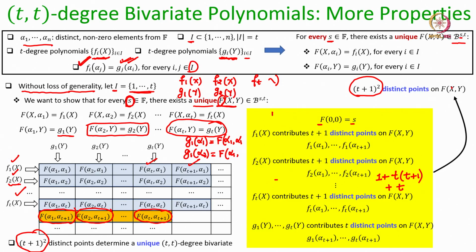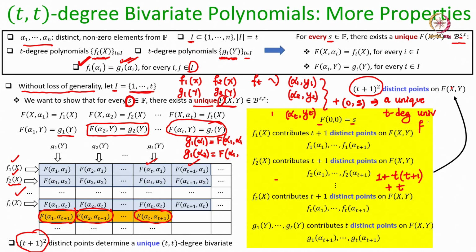In the context of univariate polynomials, we have proved that if I give you the points, say alpha 1 y 1, alpha 2 y 2 and alpha t y t, then these t distinct points plus the point 0 s imply a unique t degree univariate f of x polynomial, such that f of 0 is s and f of alpha i is y i.